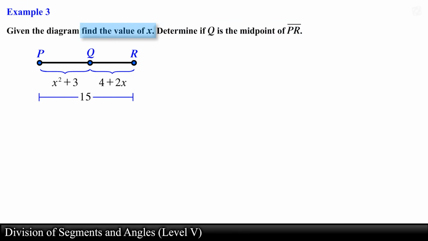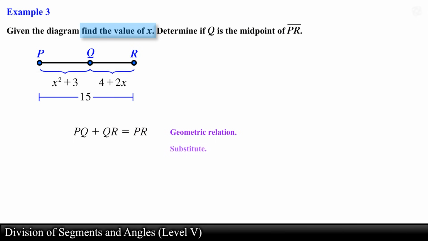We are asked to determine the value of x and determine if point Q is a midpoint of segment PR. Let's start by determining the value of x. Notice that we have expressions for the measurement of all three line segments. We also know from the diagram that points P, Q, and R are collinear. This also allows us to set up the following geometric relation. The length of segment PQ plus the length of segment QR is equal to the length of segment PR.